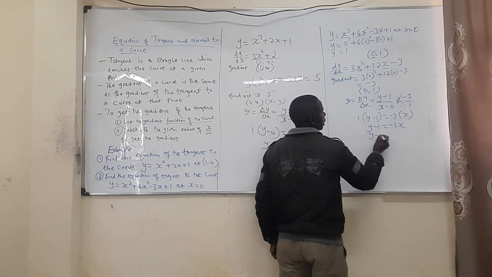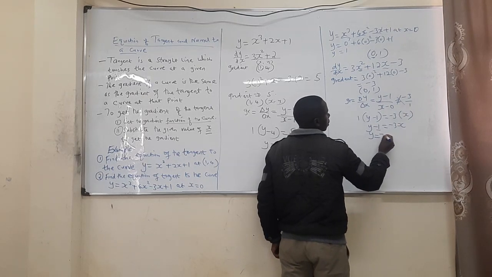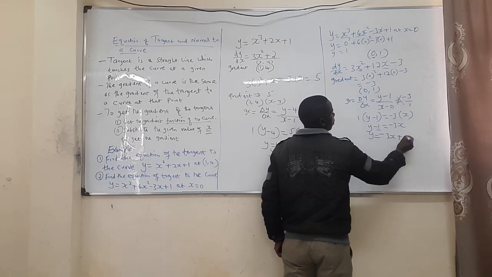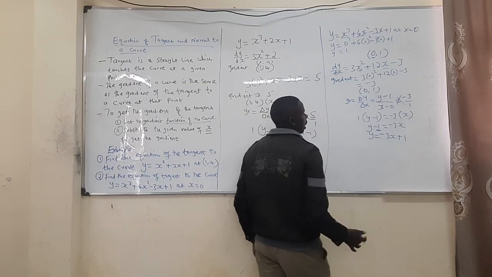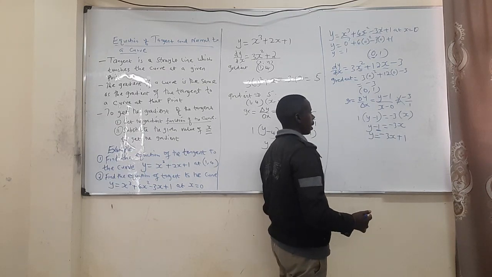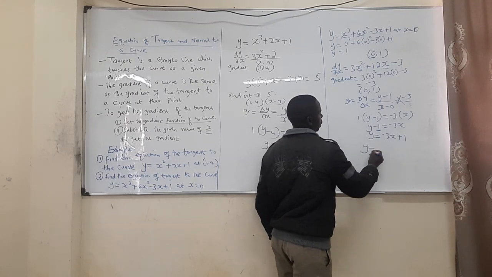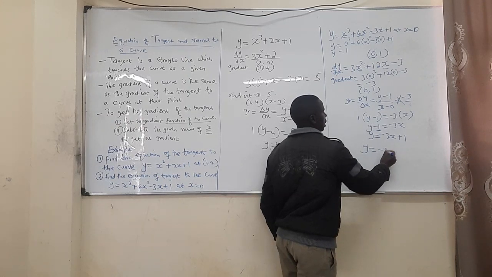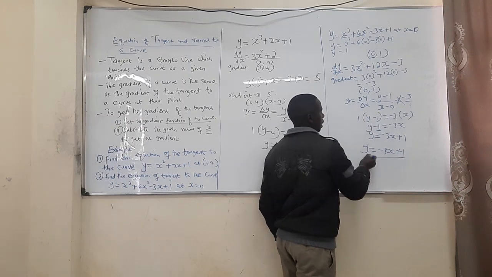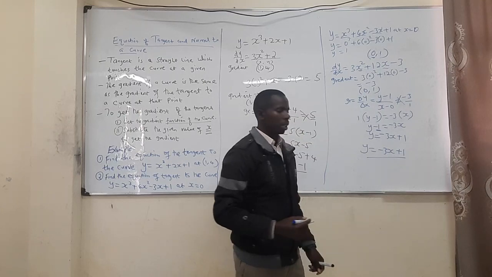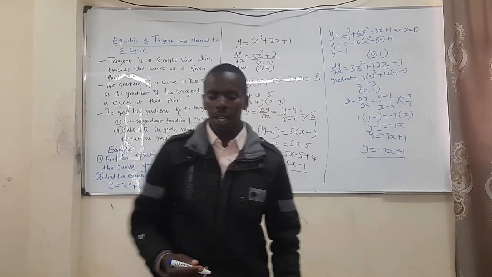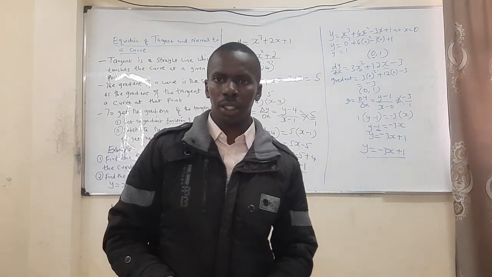Then y is equal to, you take the minus 1 to the other side, you get minus 3x plus 1, and the other side becomes plus. So our equation of the tangent is y equals minus 3x plus 1. So that's how you can be able to get the equation of a tangent.